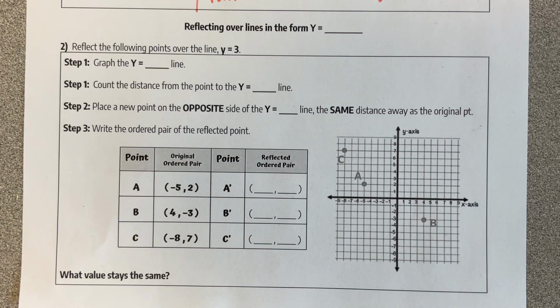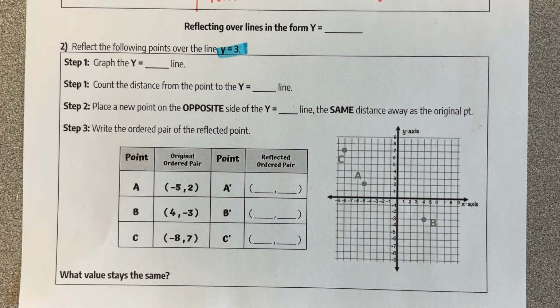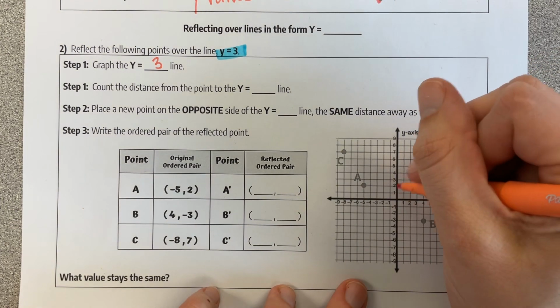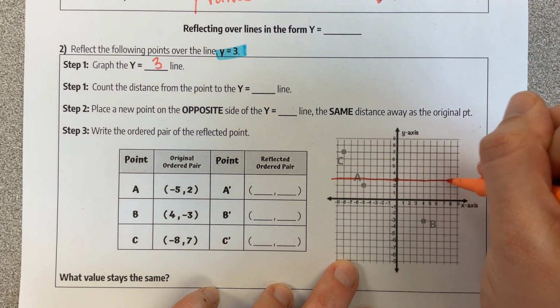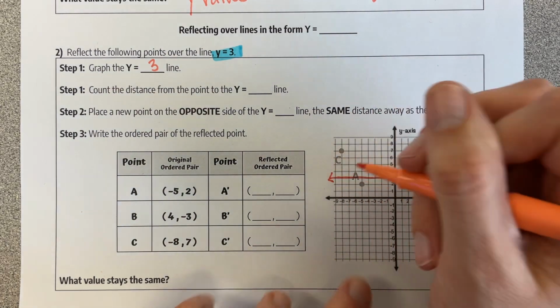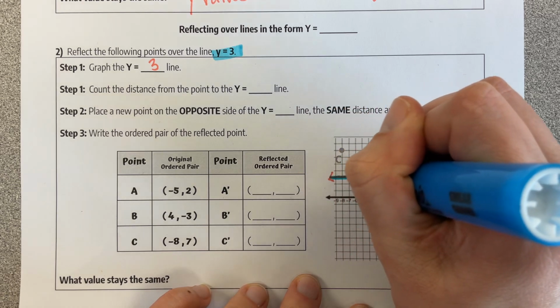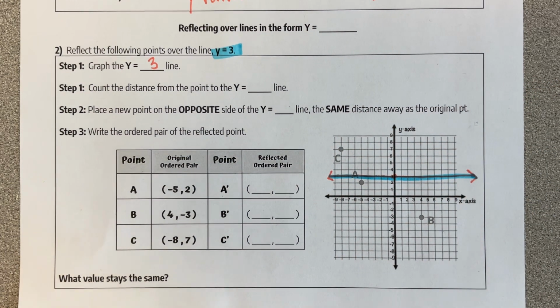Now we're going to look at reflecting over lines in the form of y equals. Here we're looking at the line y equals 3. We are going to start by graphing that line. Where is y 3? Well, the y value is 3 right here, which means every single point on this line has a y value of 3. And I'm going to highlight that.